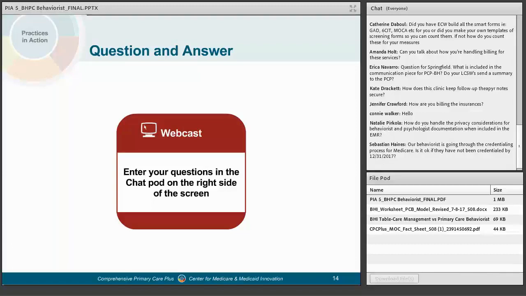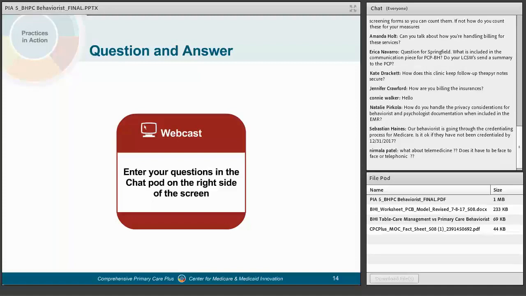Yes, so our integrated behaviorists do document in the same record, and the primary care providers do have access to those notes. So it's definitely a different documentation style than would be in a traditional outpatient mental health program. And all of our behaviorists are trained to be more careful about how they write their notes, knowing that they're going into the primary care record rather than a specialized mental health program.